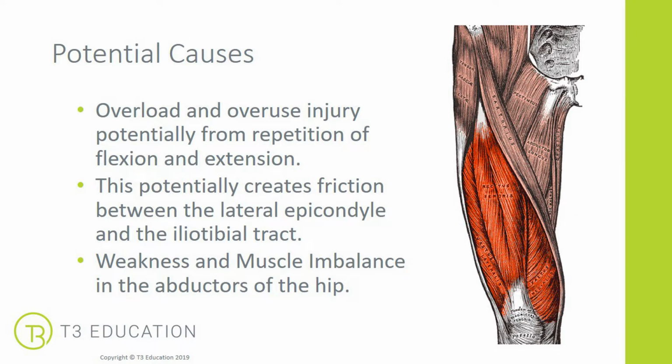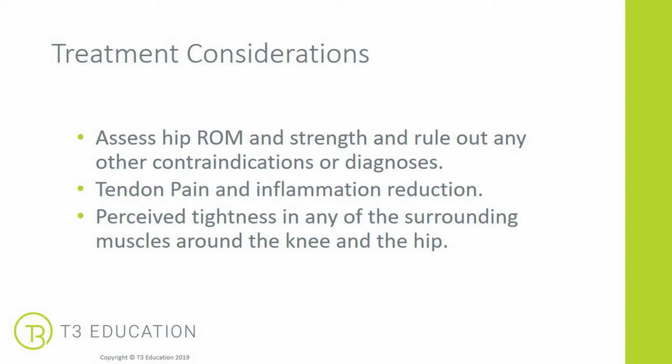Some treatment considerations. You want to begin with assessing the hip range of motion and strength, and also rule out any other contraindications, or if you are able to diagnose, any other diagnoses. We're going to focus on some tendon pain and inflammation reduction using kinesiology taping, and any perceived tightness in any of the muscles surrounding the knee or the hip.